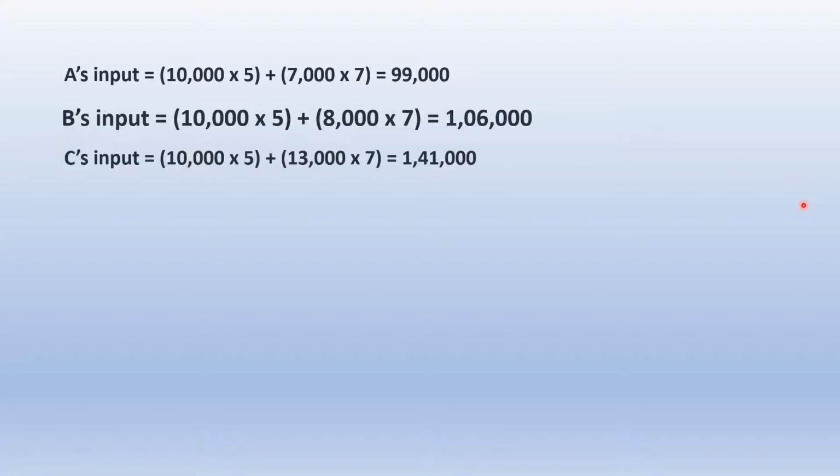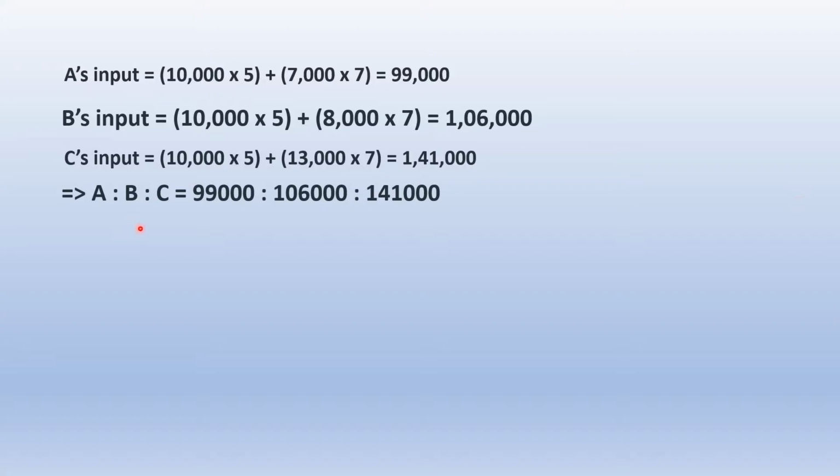1,06,000. Now for C, invested 10,000 rupees for the first 5 months, then he additionally invested 3,000 for the 7 months. So the total contribution is 13,000 for 7 months. So the total contribution of C is 1,41,000.